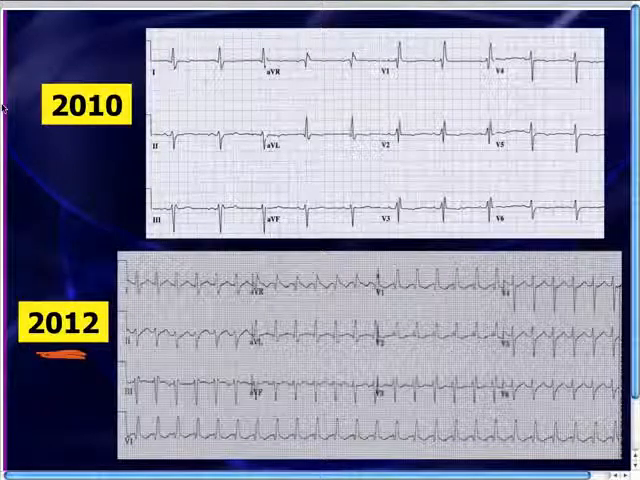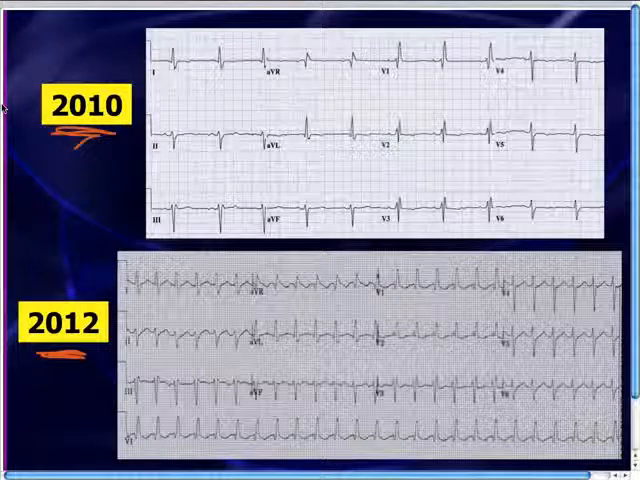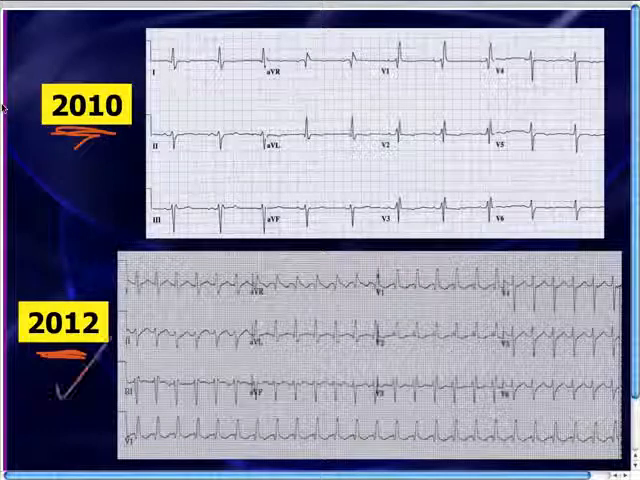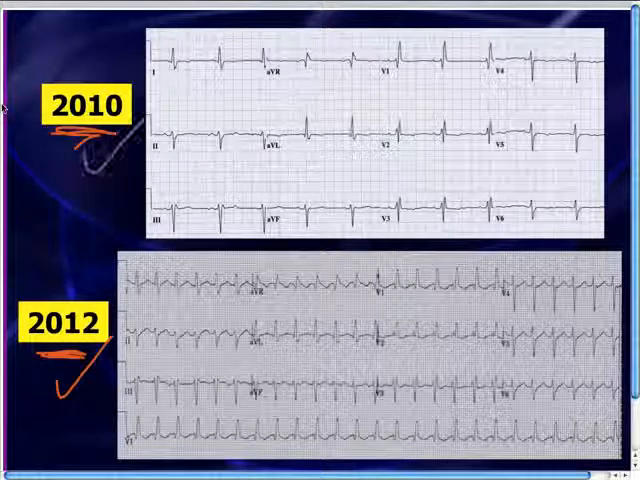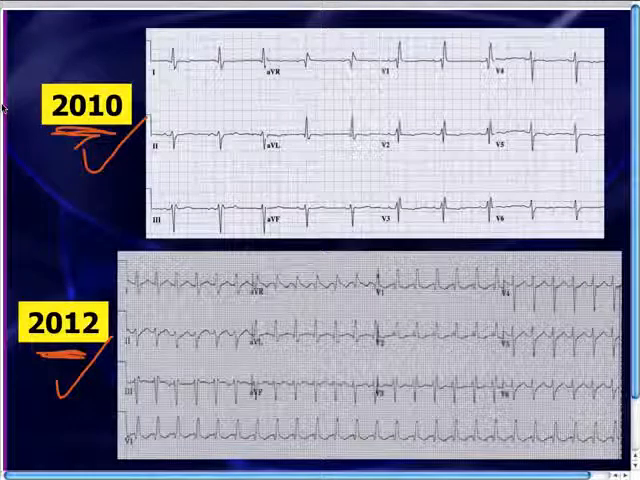And what that means to me, when the QRS complexes in the tachycardia EKG are exactly identical to the QRS complexes in the old EKG, is that this is the same thing as this. This is a right bundle branch block pattern. This is not ventricular tachycardia.